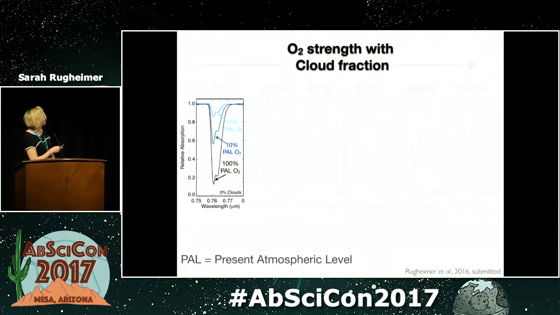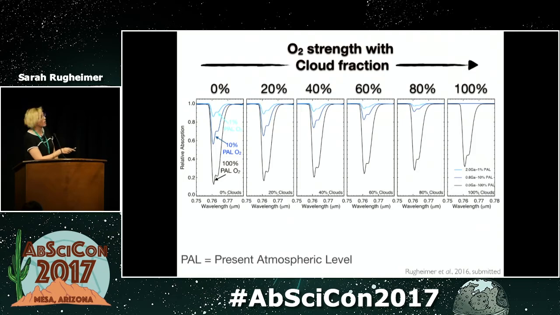And here then, the light blue line is the 1%, the middle line here is the 10%, and the 100% oxygen case. This is for 0% clouds, and now we're going to go up to 100% clouds. And so you can see how the feature strengths are diminishing with cloud percentage for these different levels of oxygen. And of course, it's a much stronger effect when you have less of it, and you see it's pretty much diminished for especially the 1 and 10% cases.